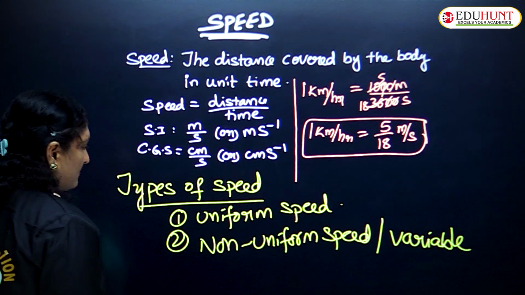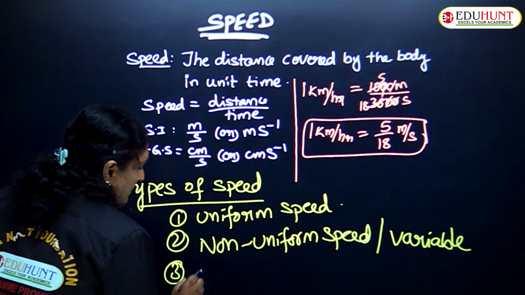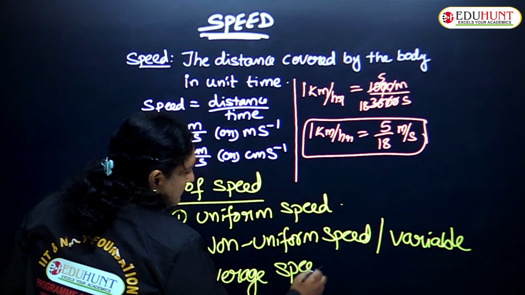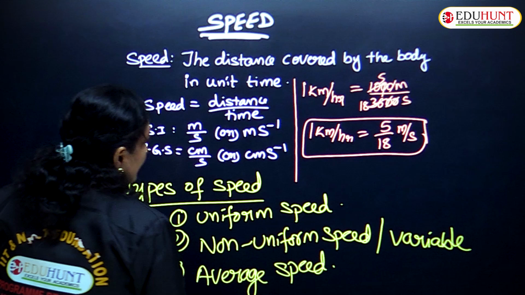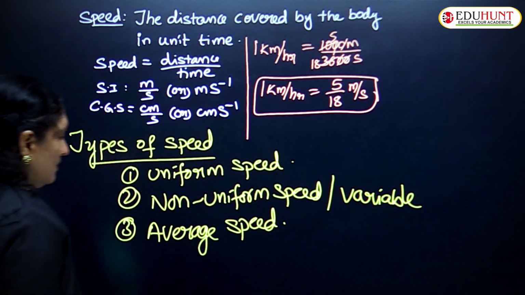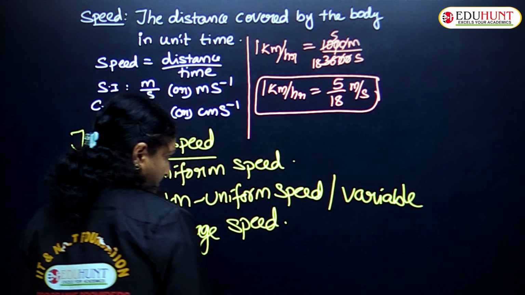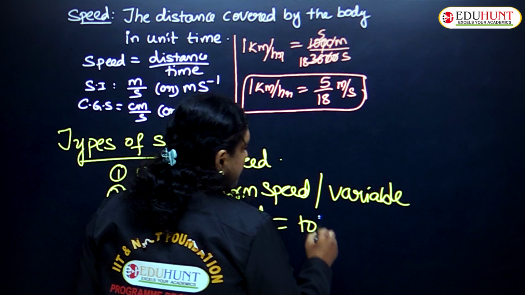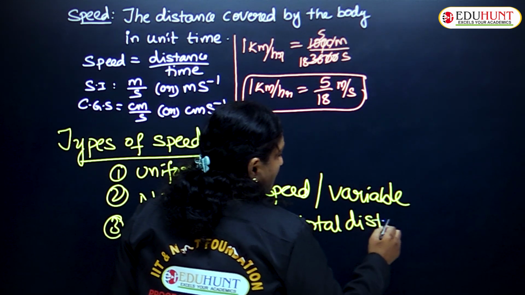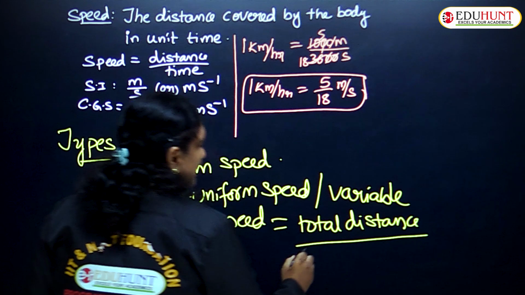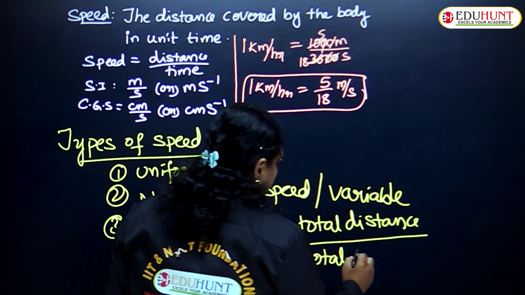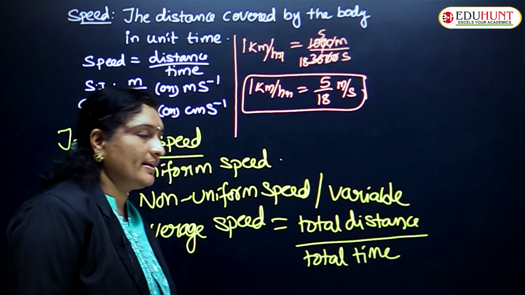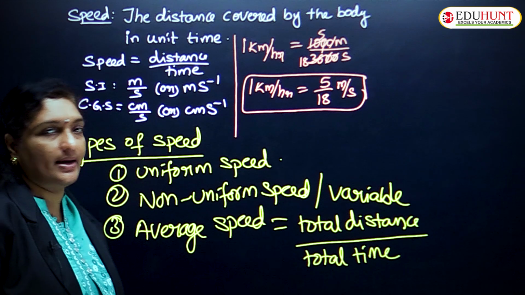Okay. Apart from that, we shall discuss something regarding average speed. What is next, children? Average speed. Average speed is defined as the total distance covered by the body divided by the total time interval. The total distance covered by the body divided by the total time interval gives your average speed.